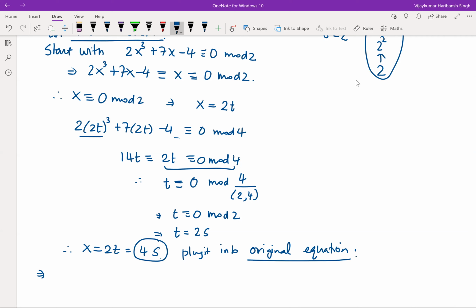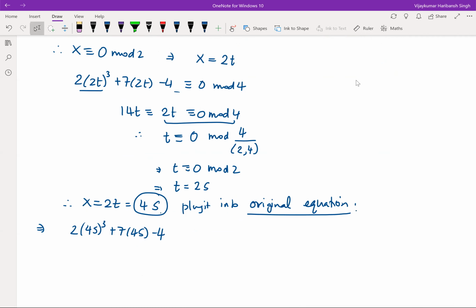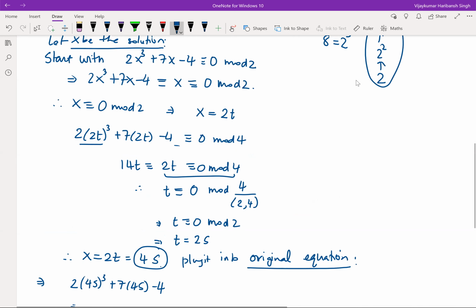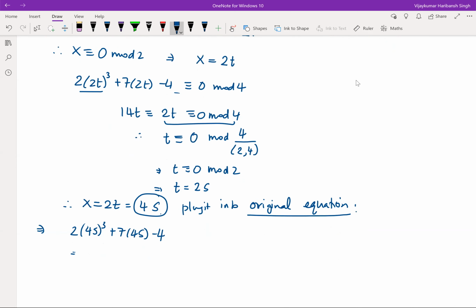So this implies when you plug it into the original equation, you get what? You get 2 times (4s) cubed plus 7 times 4s minus 4. Now we are trying to find the solution mod 8. So this will give me what? This has to be 0. Let's work it out. We want to see the solution mod 8. This should be congruent to 0 mod 8. So let's see what we get out of this.